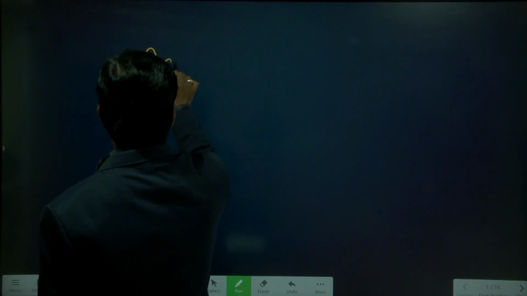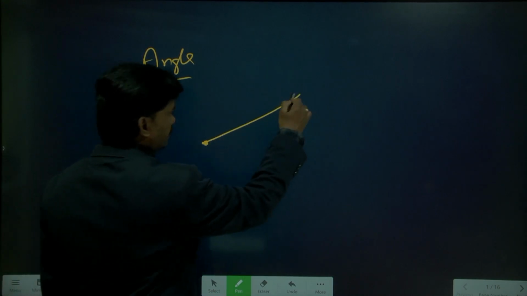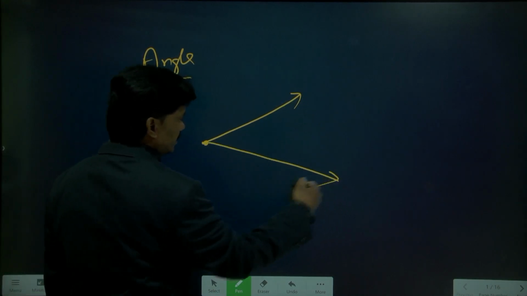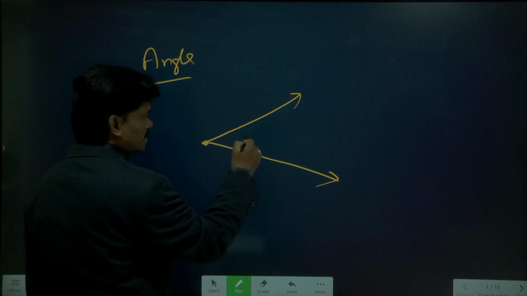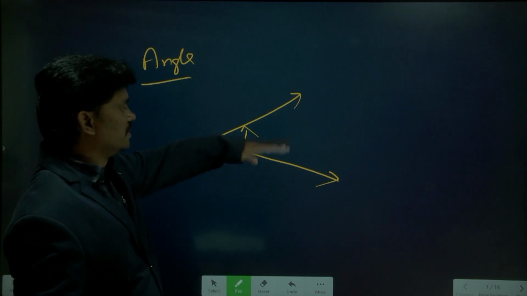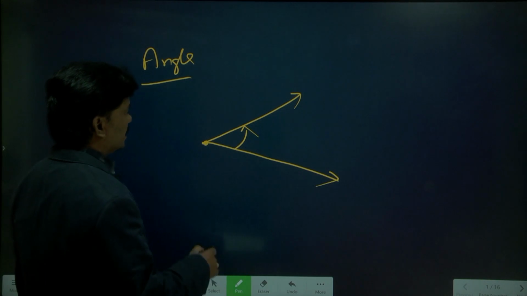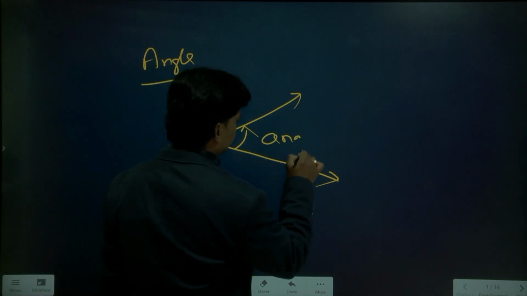What is an angle? I will take an initial point and draw a ray, one ray here, and I will draw another ray. The point of rotation from one ray to another ray, either clockwise or anticlockwise, is called an angle.